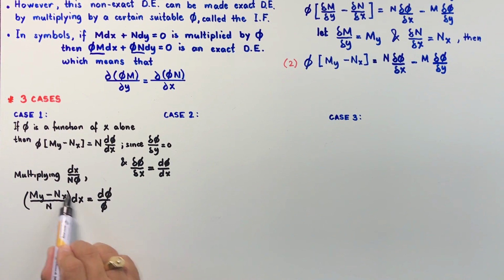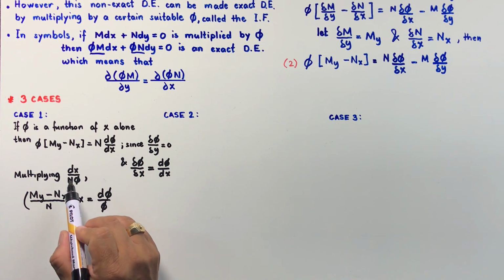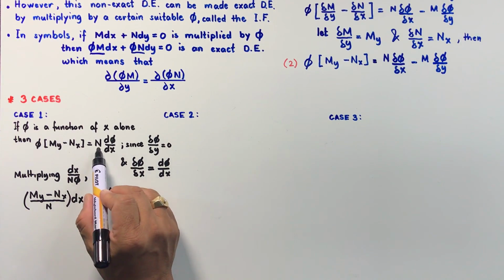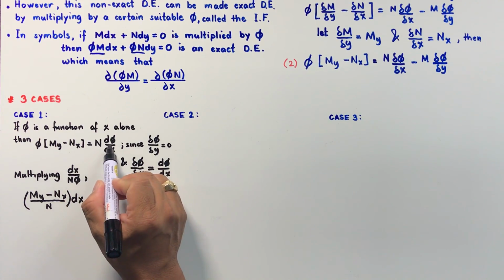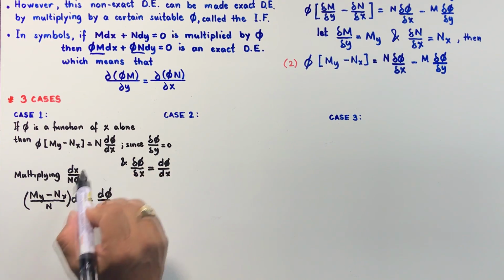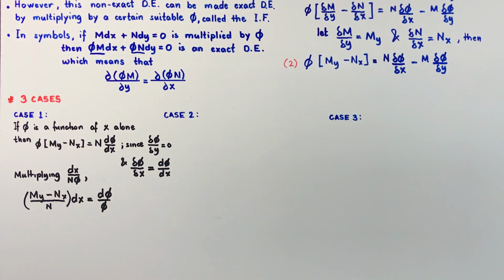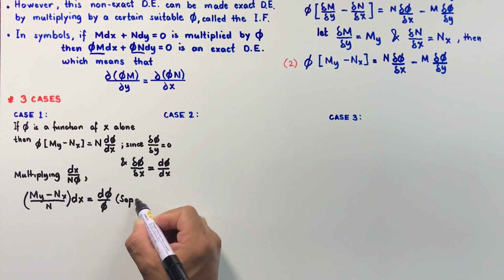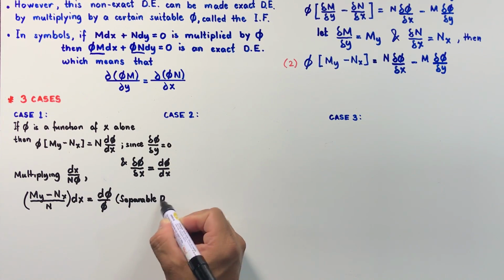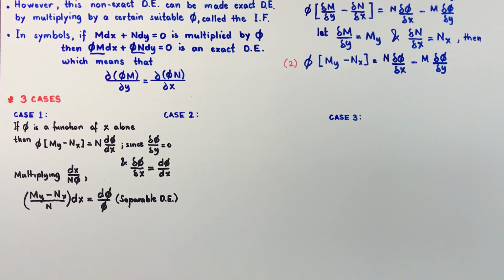And the result is this one here. But at the right hand side of the equation, this N and this N cancel each other, and also dx with this dx cancel each other. So what remains is the derivative of phi over phi here. And you notice that this is already a separable differential equation.